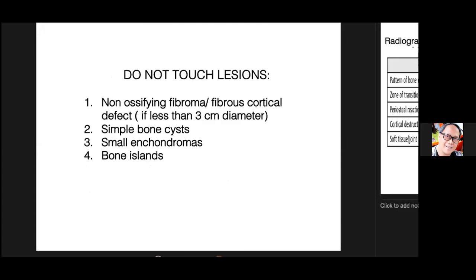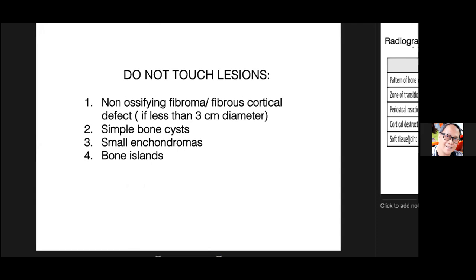Some of them are the non-ossifying fibroma or a fibrous cortical defect, usually measuring less than 3 centimeters in diameter, simple bone cysts, and small enchondromas and bone islands. These are benign lesions, and you need to avoid doing a biopsy because sometimes the biopsy will mistakenly point to a possible malignancy, and you may erroneously do radical surgery, and then later on, on a repeat biopsy or a review of the biopsy, it turns out that it's a benign lesion. That's what you have to avoid.